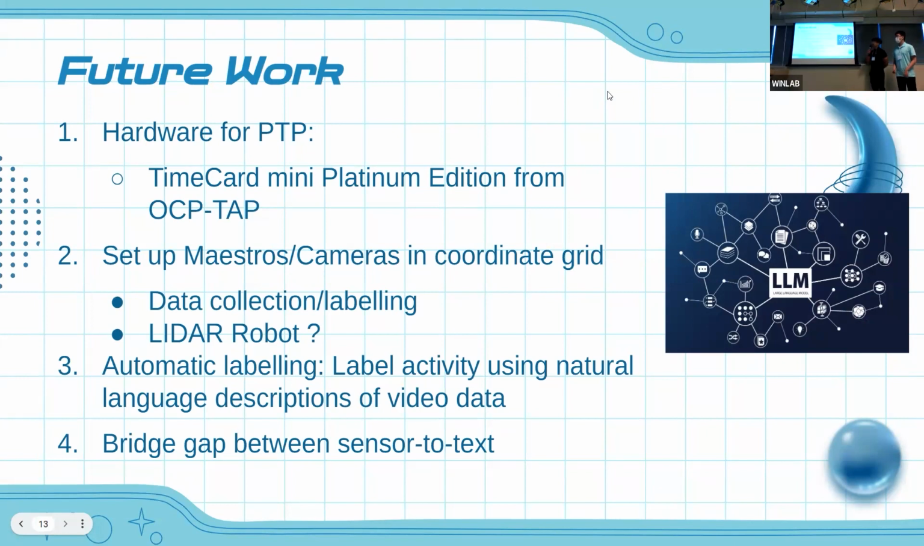Yeah, so for future work, we'd like to implement hardware for PTP because our PTP is simply just software right now. And due to that, it adds some latency. We'd also like to set up the maestros and cameras in the actual room and start collecting data. We'd like to find a purpose for our LiDAR robot and see how we could use that in the future. And then we also want to work on automatic labeling so we can label human activity. And then we'd also like to bridge the gap between sensor and text data.